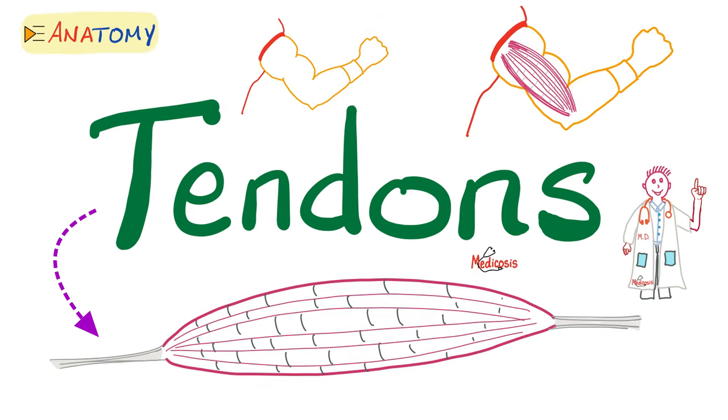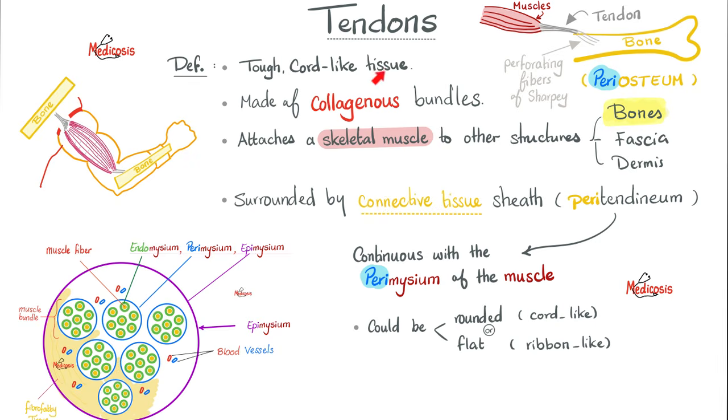The ends of the muscles are tendons. The tendon is going to help the muscle attach to a bone. For example, your biceps muscle is attached to bones on both ends. Triceps muscles are attached to bones as well. A tendon is a tough, cord-like structure. Made of what? Made of collagen in bundles. Bundle upon bundle upon bundle. The tendon is attached to a skeletal muscle on one end and to bone or fascia or the dermis of the skin on the other end.